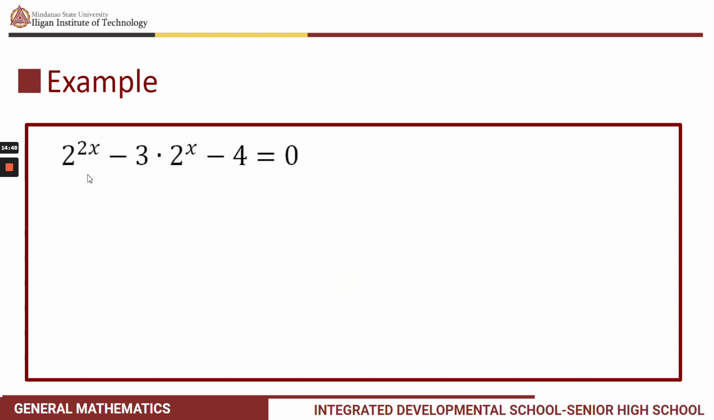Okay, let's try this more complex example here. 2 raised to 2x minus 3 times 2 raised to x minus 4 equal to 0. Di ba what we're doing earlier is that we make everything na the same yung base. So kung mapapansin nyo, we have 3, 2, and 4. So kung 2 and 4 lang naman, okay, walang problema, no?